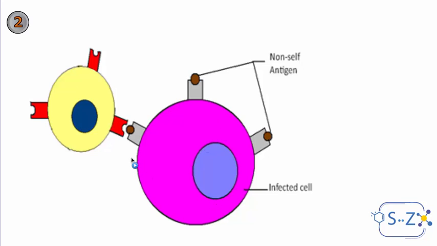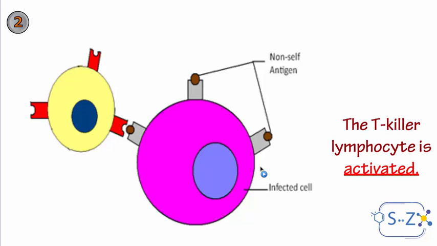This is the infected cell that displays non-self antigen. This antigen is non-self, as if it is saying, I'm infected, I'm non-self, come and kill me. I have a different surface marker than my neighboring cells. So the T killer now binds to the non-self antigen on the surface of the infected cell, and now the T killer lymphocyte is activated. It's turned on. Okay, it will start its action.